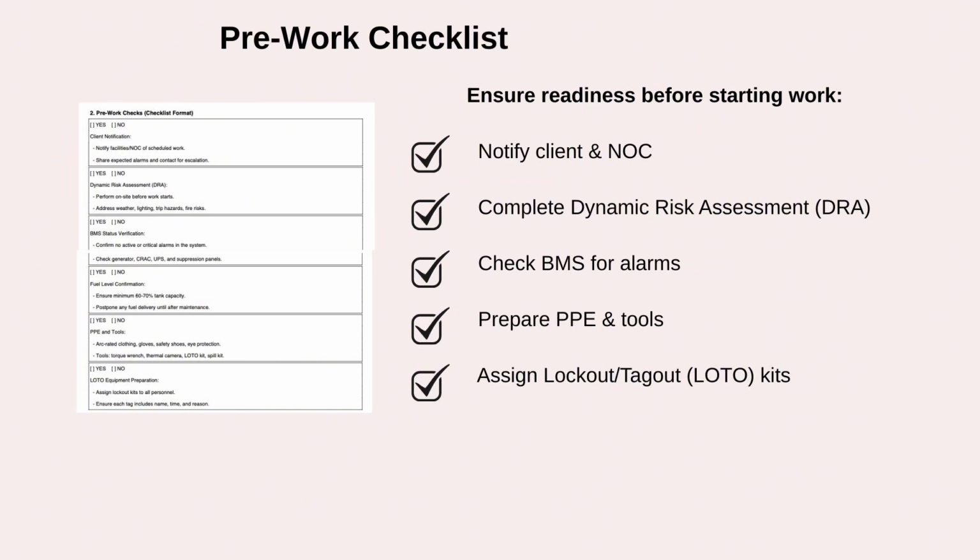and tag it with our name, time, and reason. That way, everyone knows the system is offline for a reason, and no one flips it back on until it's safe. So yeah, this part might seem basic, but it's where most jobs go wrong when people rush it. A solid pre-check is what sets up the rest of the MOP for success.